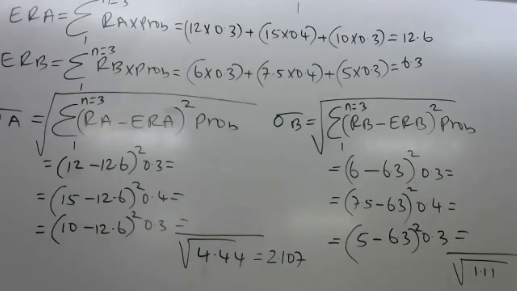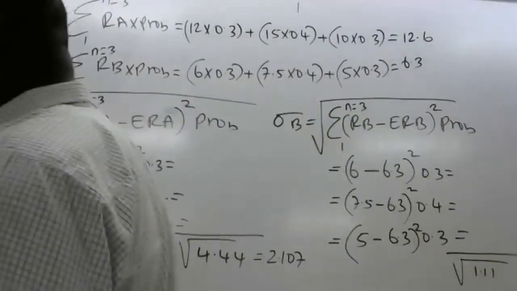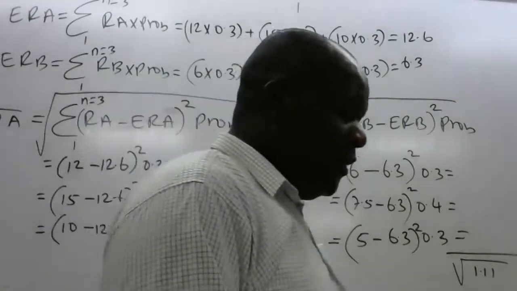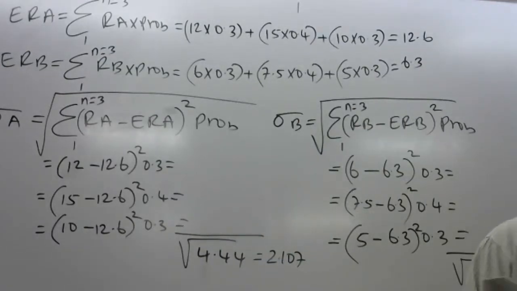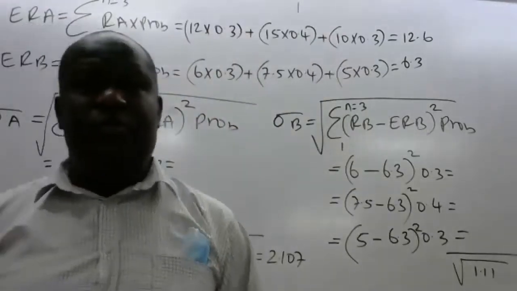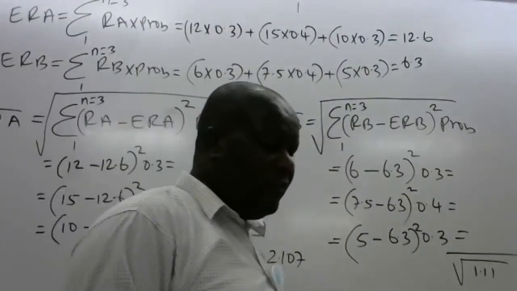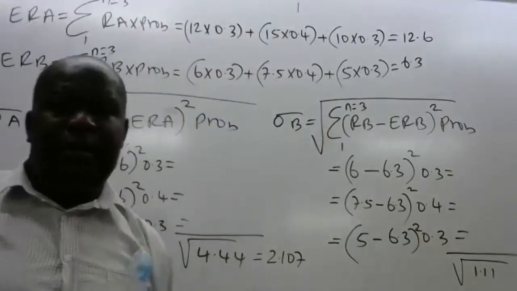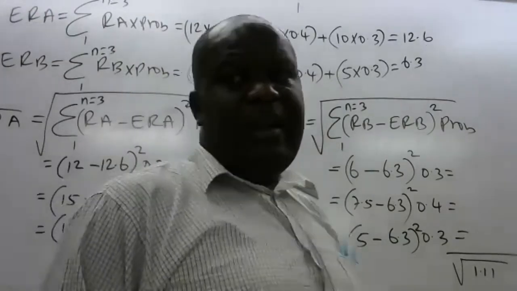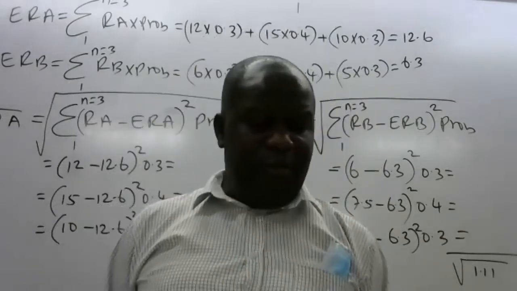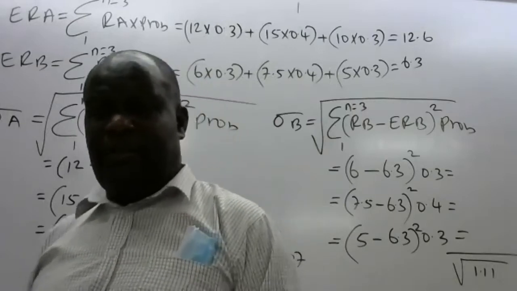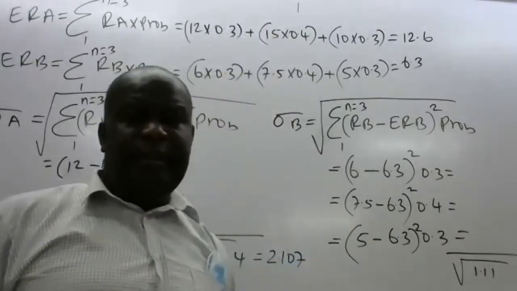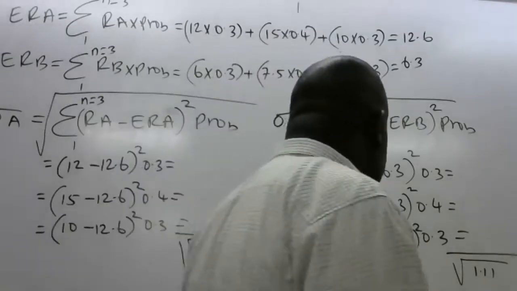So, that was meant to be the Roman letter 1: how to get expected return for each security, and also how to compute the standard deviation for each. So now we go to Roman letter 2. That Roman letter 2, they wanted you to get the correlation coefficient between the two securities' returns.